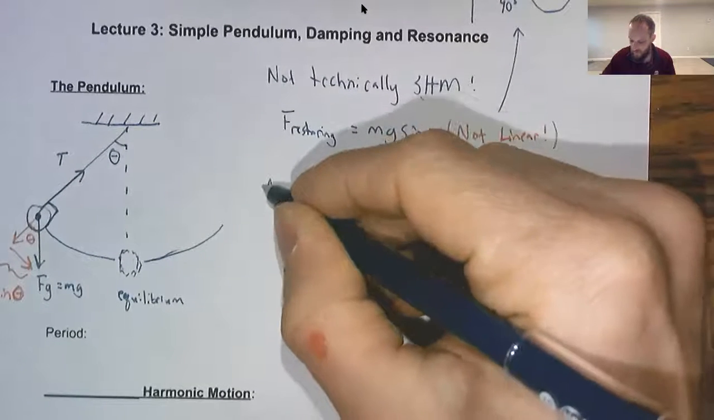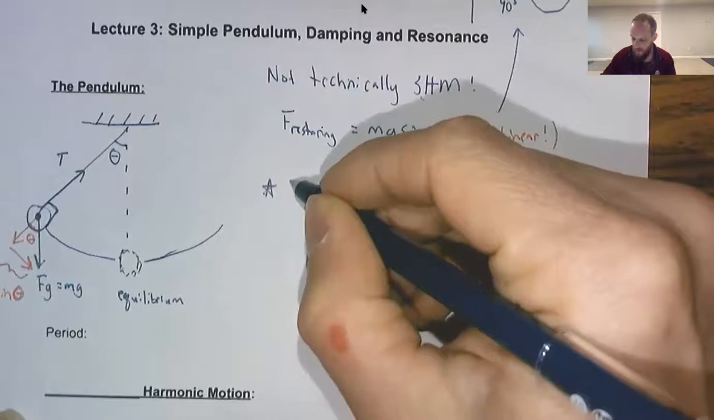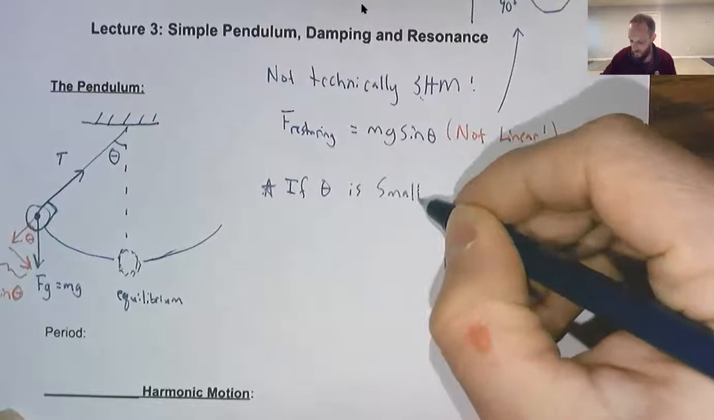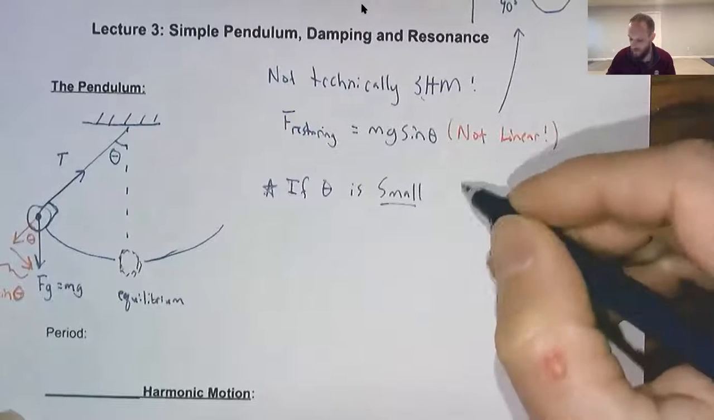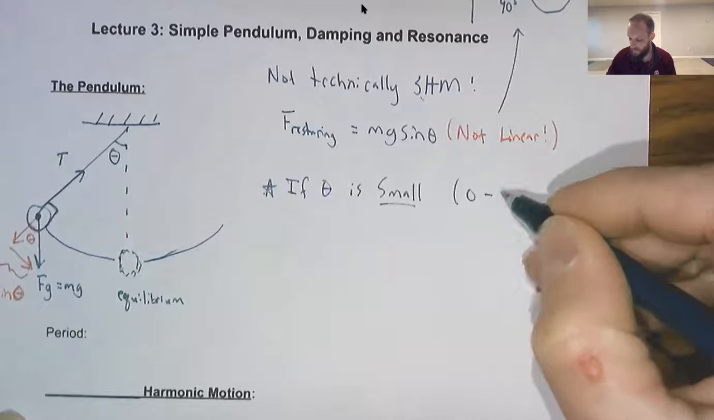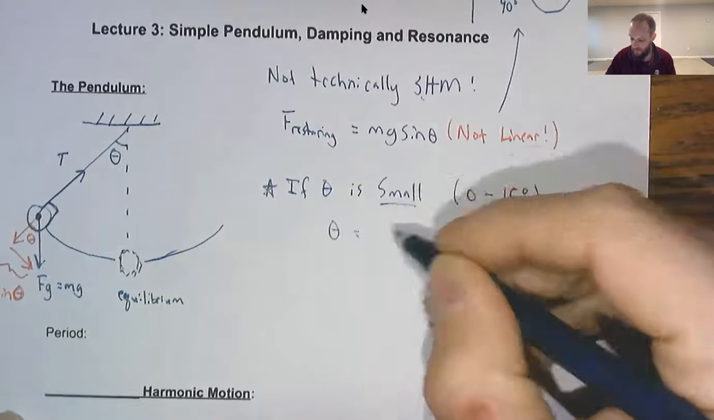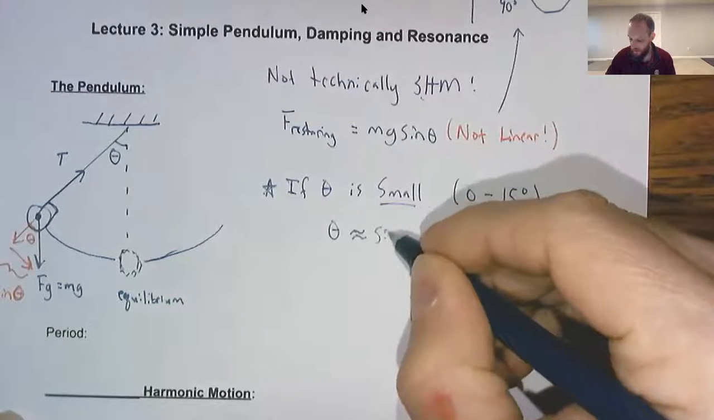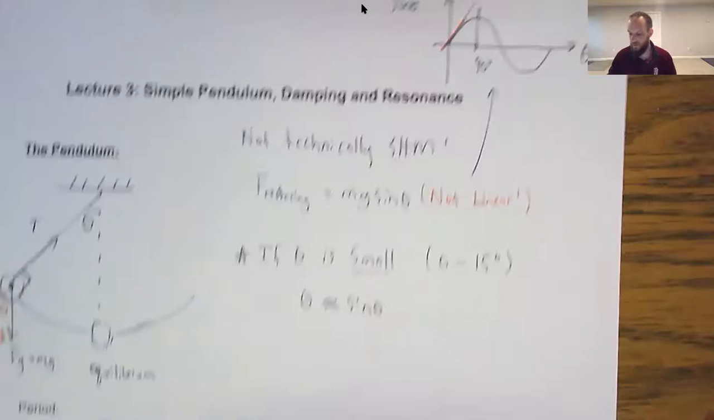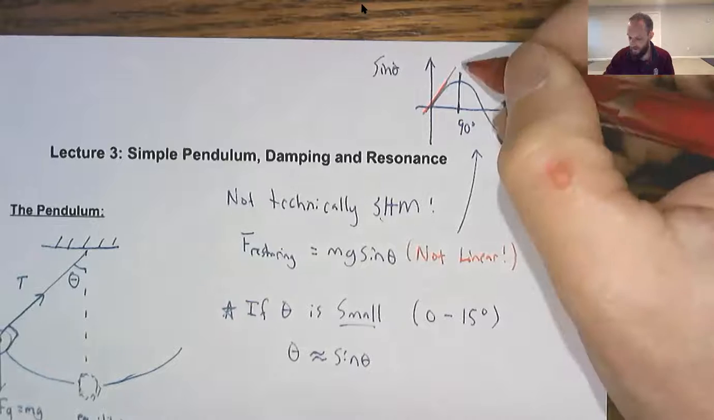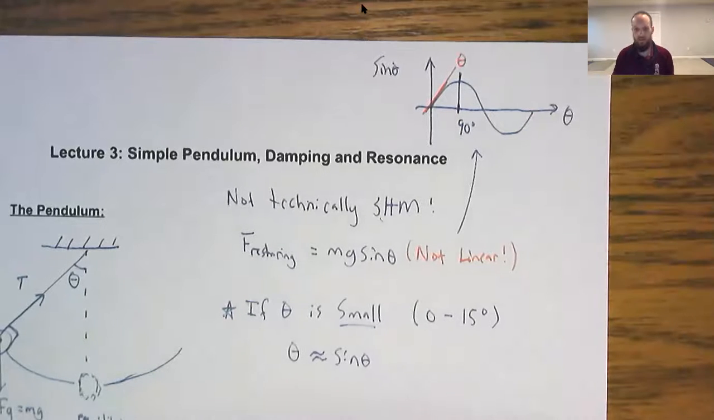So here's the big idea. We're going to make something called the small angle approximation. If theta is small. Now, small is a little bit subjective. I would say, as a rough rule of thumb, anywhere from like 0 to 15 degrees that you pull the pendulum back. Then theta is going to be approximately the same thing as the sine of theta. In other words, this red linear line, this would be theta as a function of theta, is basically the same thing as the sine of theta for small angles.